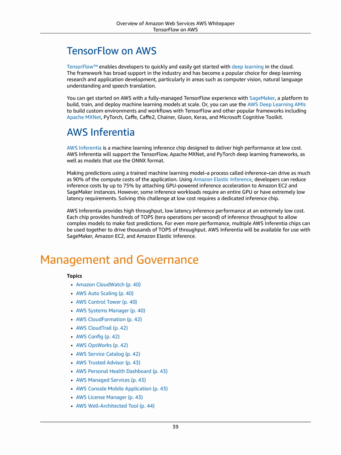Each chip provides hundreds of TOPS, tera operations per second, of inference throughput to allow complex models to make fast predictions. For even more performance, multiple AWS Inferentia chips can be used together to drive thousands of TOPS of throughput. AWS Inferentia will be available for use with SageMaker, Amazon EC2, and Amazon Elastic Inference.